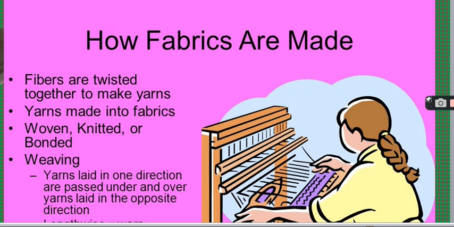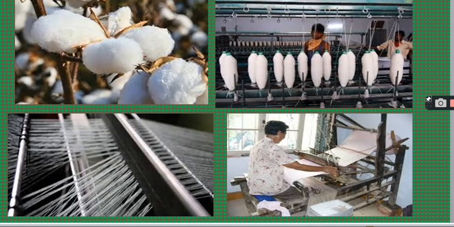Now see the process of cotton, how it is made from cotton. First of all, the cotton plant. The cotton plant is grown, and the machines that make clothes are called power looms. You can see in the picture, these are the power looms. Wool comes from sheep, and silk comes from silkworms.